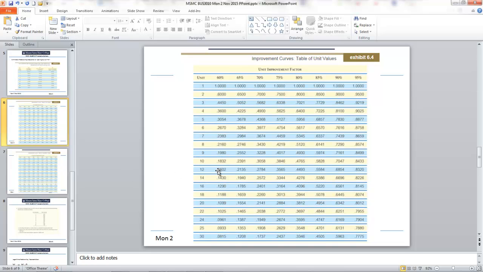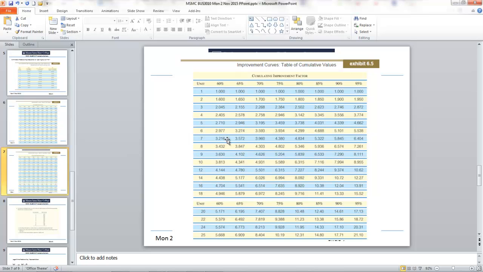So this table, before we leave it, shows as a percentage of the original how much time it's going to take to, say, do the 12th unit. And if you want to know how much time it took to do all of the first 12, you can add all of these together. You can actually use a function in order to add the time for the first and the time for the second and the time for the third. And if you add all these numbers up, that's the table we're going to right here.